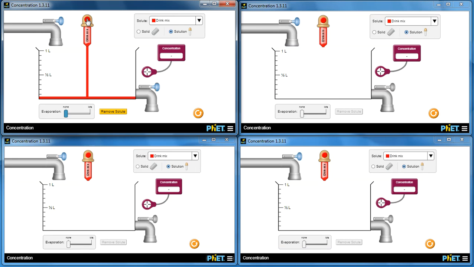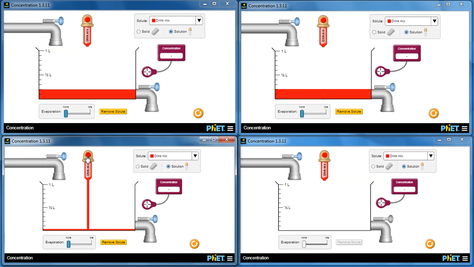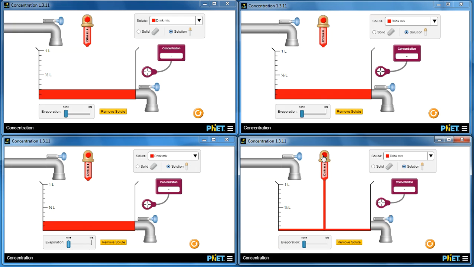So I'm first going to add 200 milliliters of drink mix to each of my 4 beakers. Well, to the first 3, I'll be adding 200 milliliters. And notice I've just simply copied the simulation, so the drink mix will be exactly the same in each one. To the last bottom right beaker, I'm going to add 400 milliliters instead of 200 milliliters.